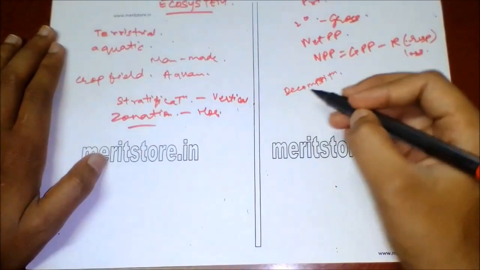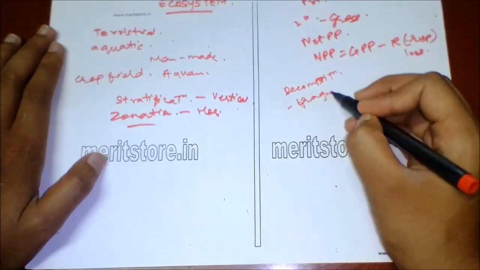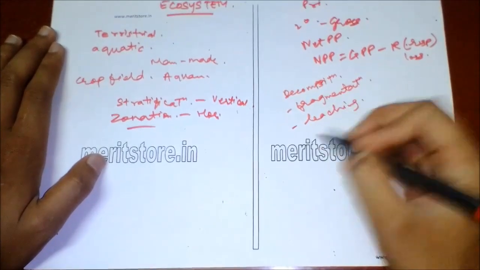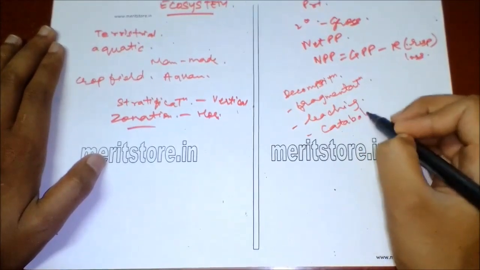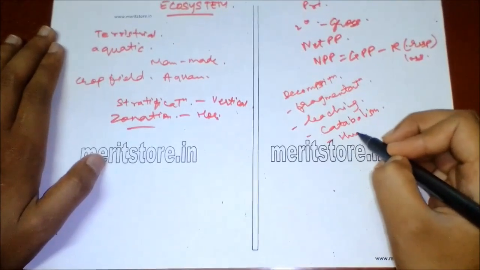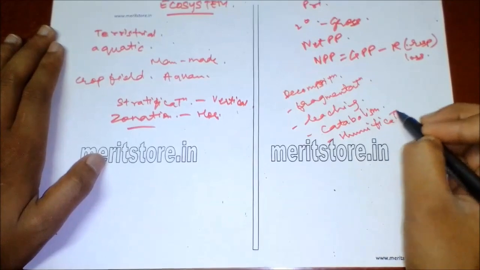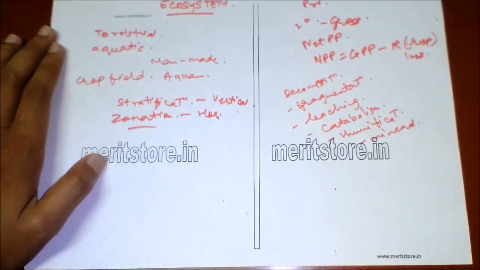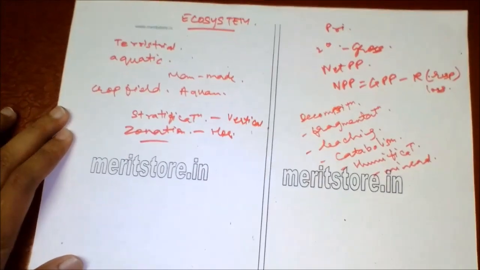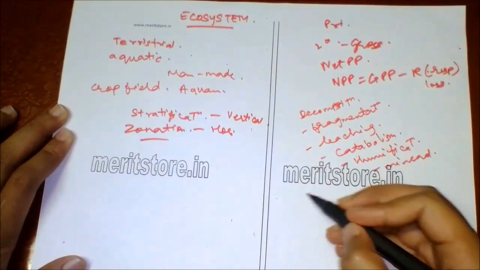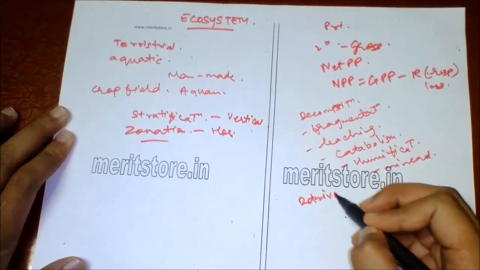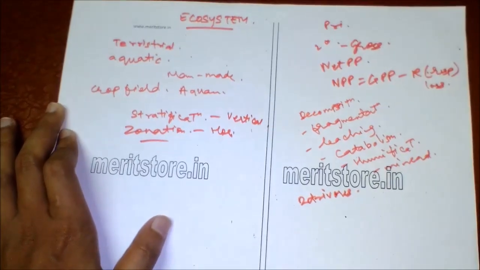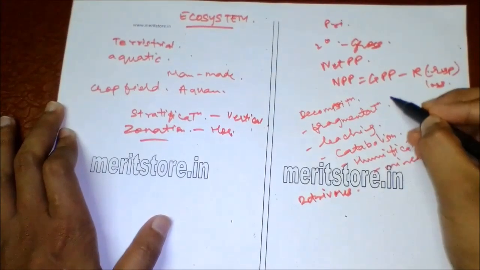So there are various processes of decomposition, which are fragmentation, leaching, catabolism, humification and mineralization. This decomposition is brought about by detritivores. Detritivores are earthworms, which break down detritus into small particles by fragmentation.